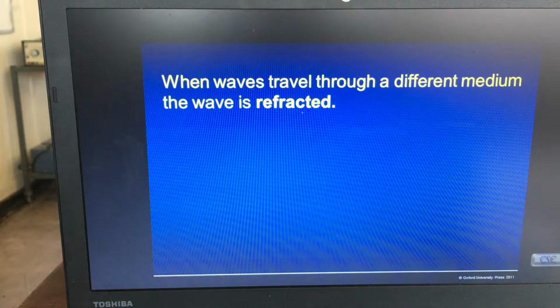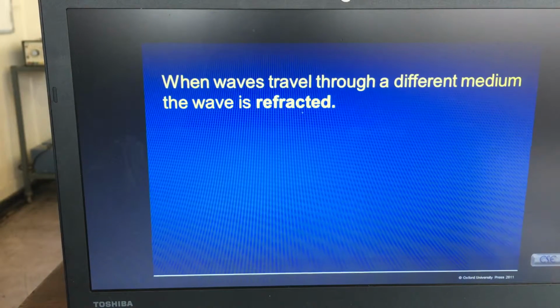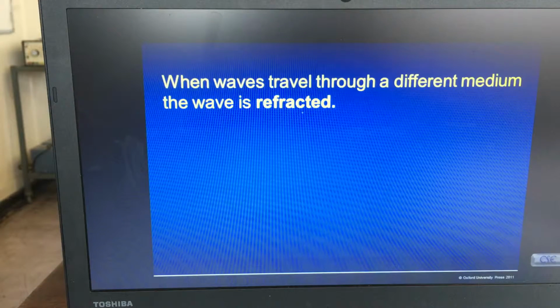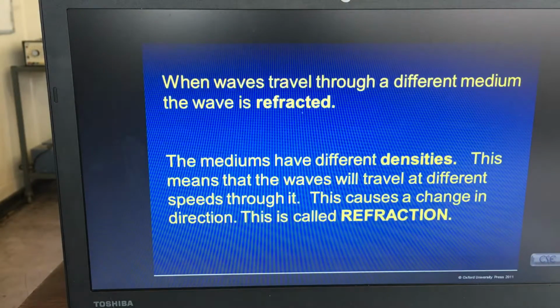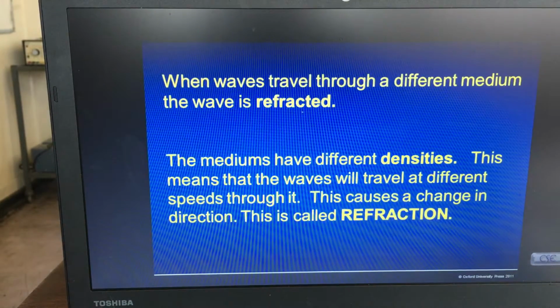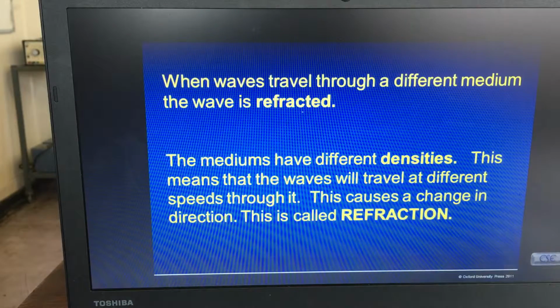is when waves come into contact and then travel through a different medium. So medium is just a material, so a gas, a solid or a liquid. They become refracted. Now they do this because mediums have different densities. So it means that they change their speed. If they come to a more dense, when it's light, they will slow down. Now because they slow down, they will bend towards the normal. If they were to go into a less dense material, it'd speed up and bend away from the normal.